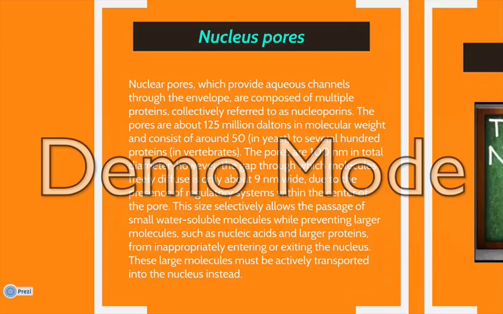However, the gap through which molecules freely diffuse is only about 9 nanometers wide, due to the presence of regulatory systems within the center of the pore. This size selectively allows the passage of small water-soluble molecules while preventing larger molecules such as nucleic acids and larger proteins from inappropriately entering or exiting the nucleus. These large molecules must be actively transported into the nucleus instead.